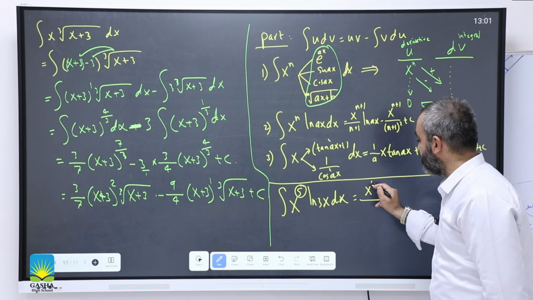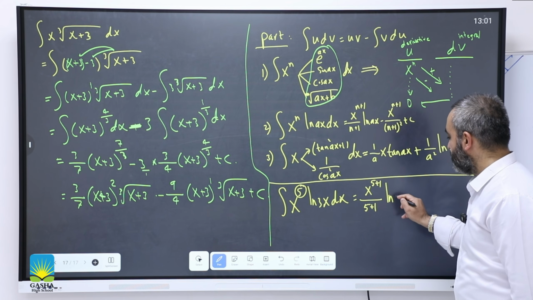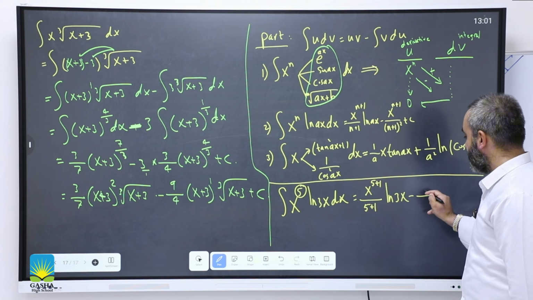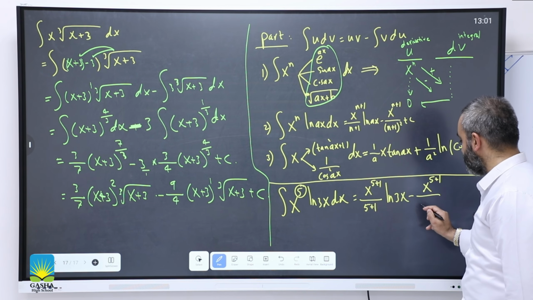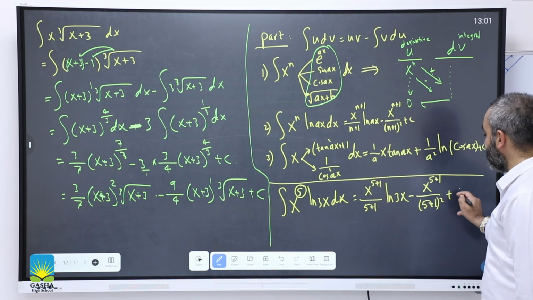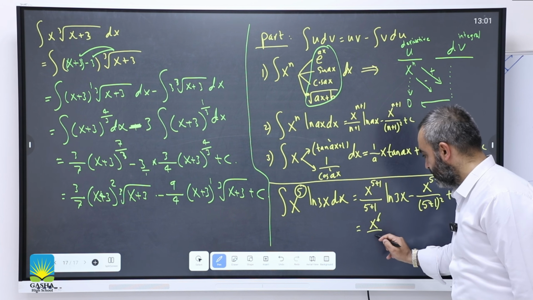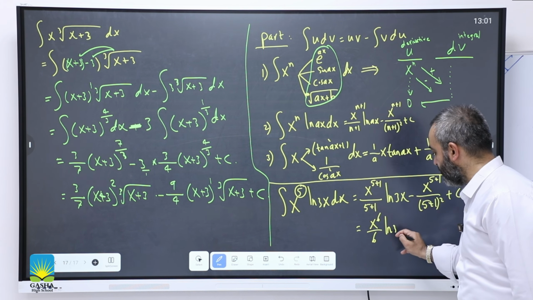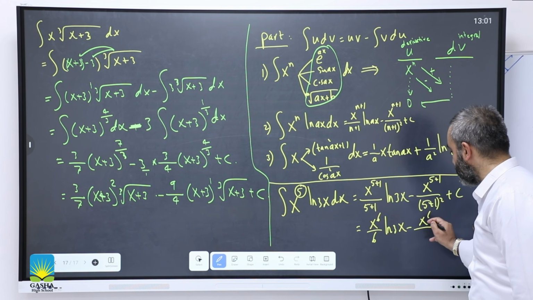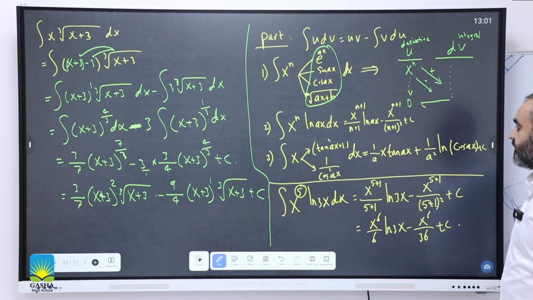So x to power 5 plus 1 over 5 plus 1, ln 3x, minus x to power 5 plus 1 over (5 plus 1) square, plus c, right? So this is x to power 6 over 6 ln 3x minus x to power 6 over 36 plus c, right? So this is the result of ln.